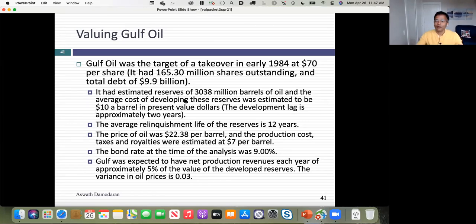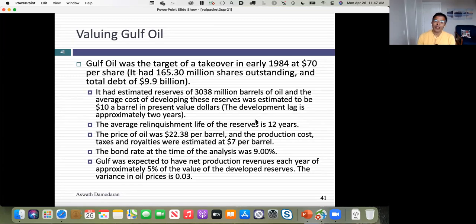So basically, if they wanted to develop all of these reserves right away, 3,038 times 10 is about 30.38 billion. Think of that as a strike price. Developing the reserves today would cost you 30.38 billion. The average oil price at the time was $22.38. And the variable cost of getting a barrel out was about $7. So basically they made about $15.38 per barrel on the 3,038 barrels under the ground.